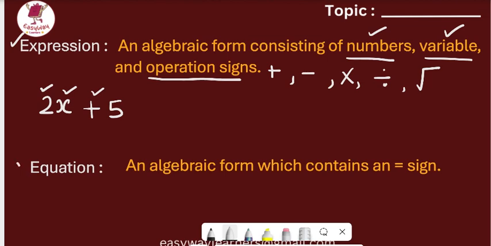Next is equations. Equations are also an algebraic form, but they contain an equal sign. You see here that 2x plus 5 is an expression. If I want to make it an equation, I can put an equal sign and some number after the equal sign. So this will become an equation because it has an equal sign. But 2x plus 5 alone is only an expression. So this is an equation, this is an expression.